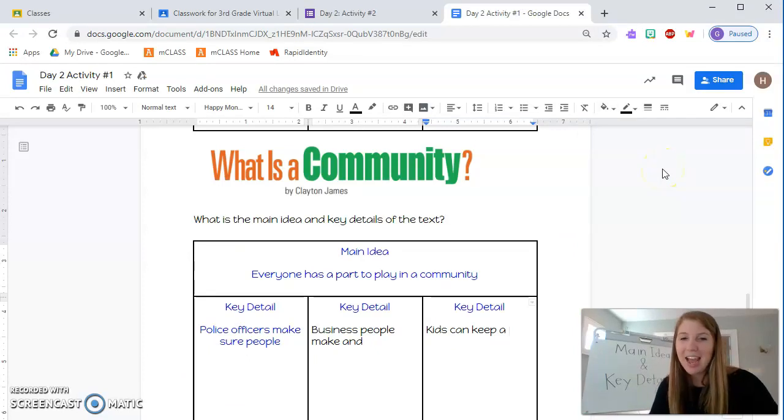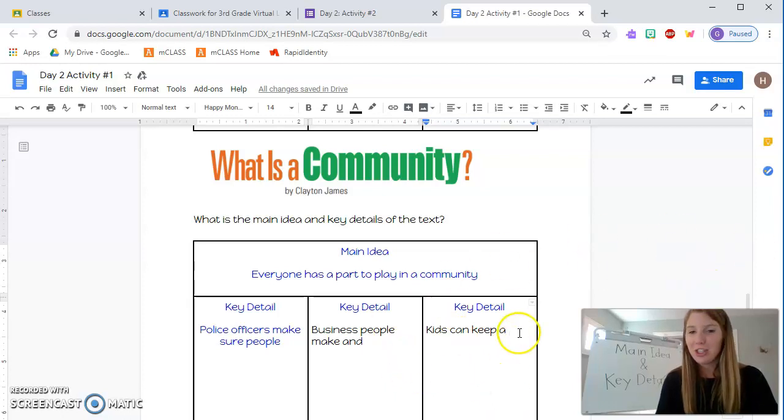Here we are. Now, I came up with the main idea as everyone has a part to play in a community. I think the author was trying to tell us all of the different roles that people have in a community. So for my key details, I put police officers make sure people what? Go back and find it if you don't have it. Business people make and what? And then kids can keep a what?